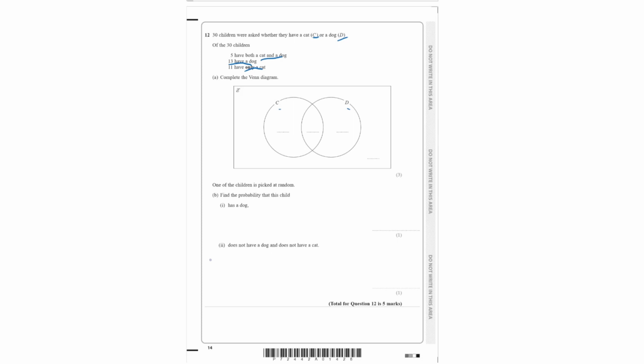11 only have a cat, so we can write that here. 5 have both a cat and a dog, so we can write that here. However, 13 have a dog, and of those 13, 5 have a cat, so we can simply write 13 minus 5, that gives us 8.